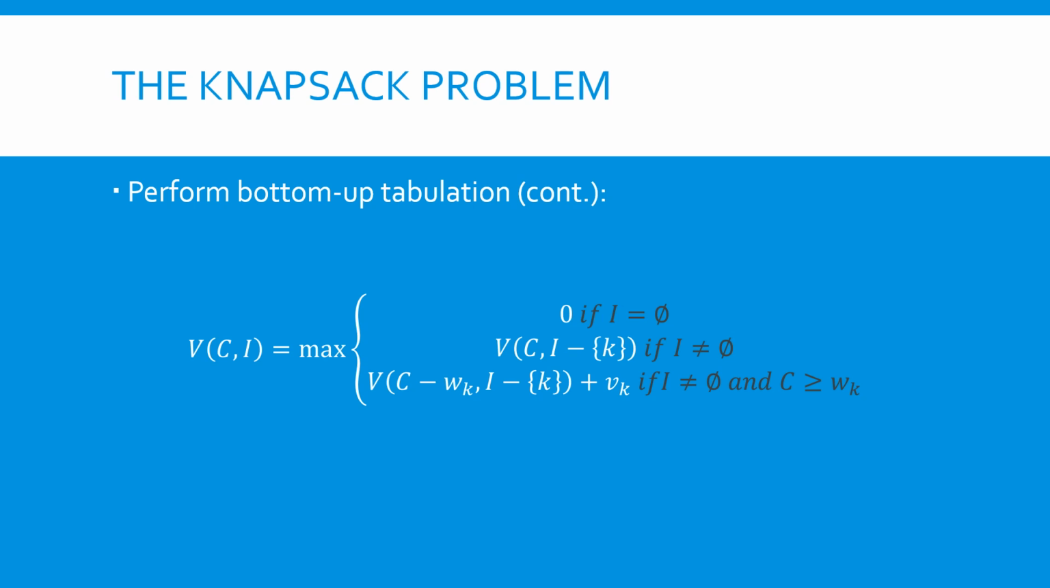If the existing set of items is not empty, we can inherit the items that have been already selected. This is represented by the second condition of the recursive function. The third condition is only considered if C is larger than or equal to WK, meaning that the remaining capacity is sufficient to accommodate the new item K. This aligns with our handling of the top out-of-bound case.